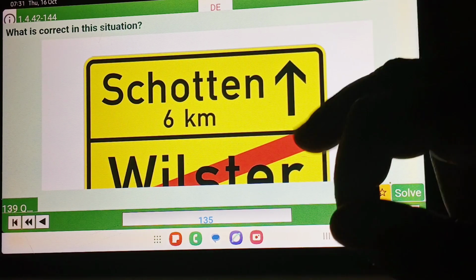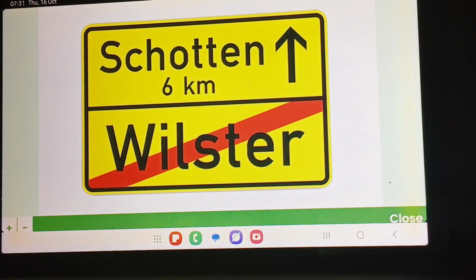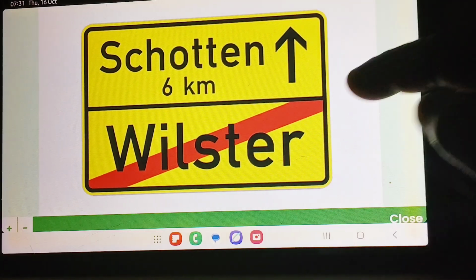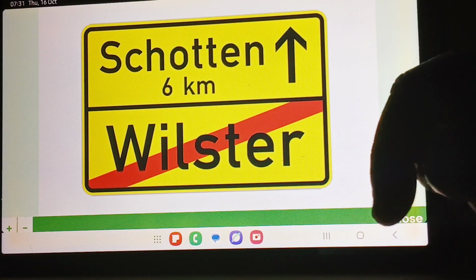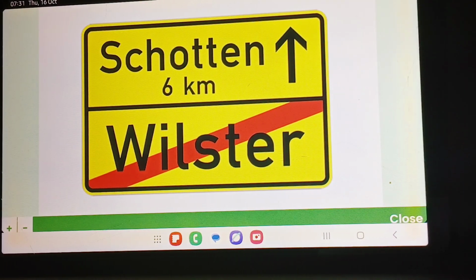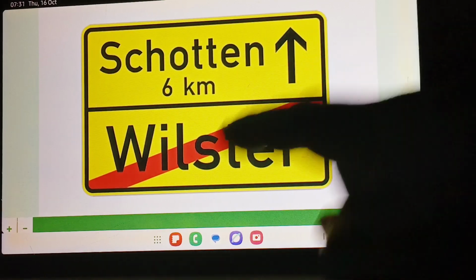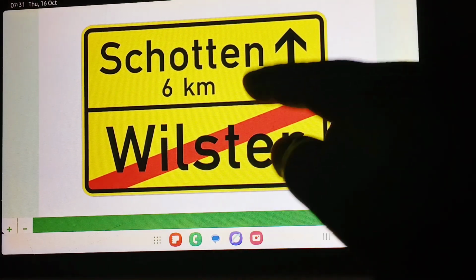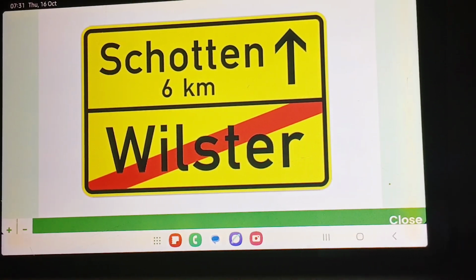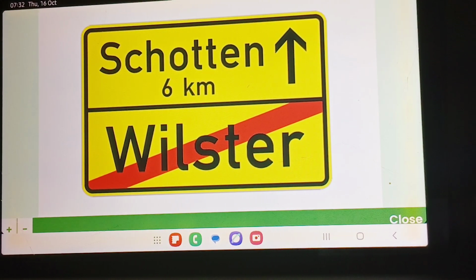What is correct in this situation? When you see this traffic sign, it means the end of a built-up area. A built-up area has ended, okay? As you can see, this is the name of the built-up area. It has ended. From here going now, you can drive more than 50, okay? It's the end of a built-up area.